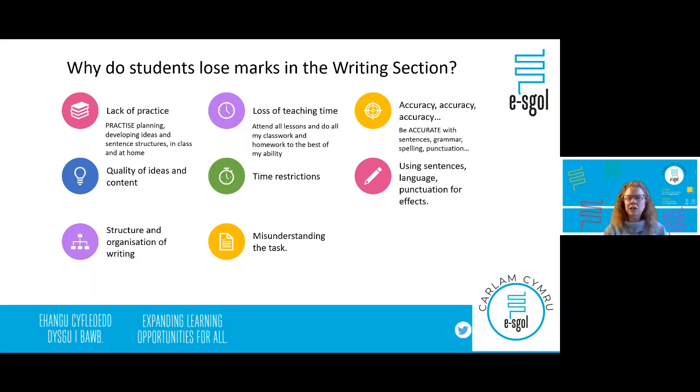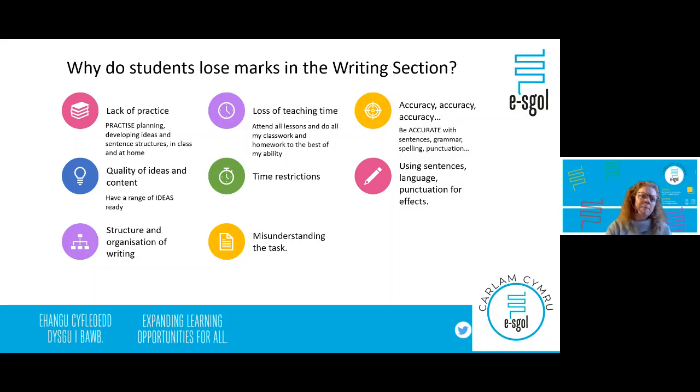Accuracy on the writing section is really, really important. Make sure you're checking and proofreading. Being accurate with your sentencing, your grammar, your spelling and your punctuation makes a massive difference here. You need to be confident that you are doing the best that you can. Check for your common errors. Make sure you know when to put a full stop in. Make sure you know when to change into a new paragraph. Those are things that you can do for yourself.